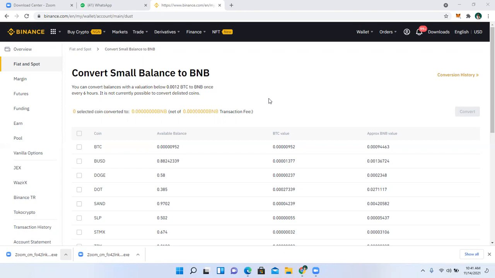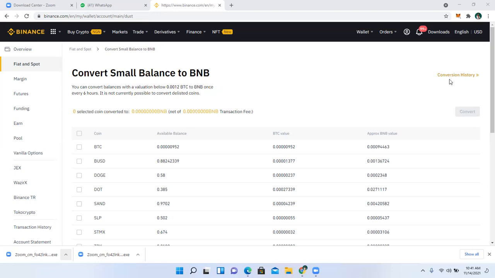So if you're using BNB on the Binance platform for trading, the gas fees they take are very negligible, very, very small compared to other forms of cryptocurrency. The reason is that BNB is the primary cryptocurrency token for Binance. It's their platform, so they charge very low to encourage people to use their currency on their platform, right? So once in a while, you want to convert your small balances to BNB.